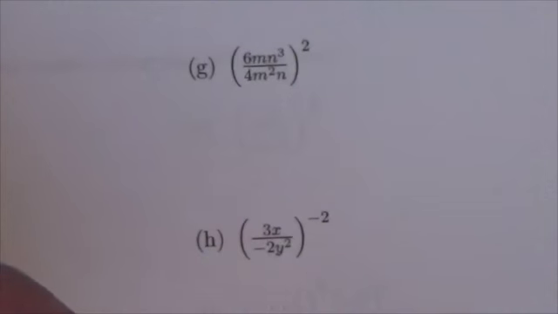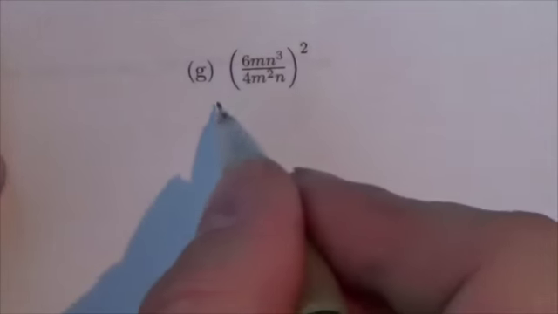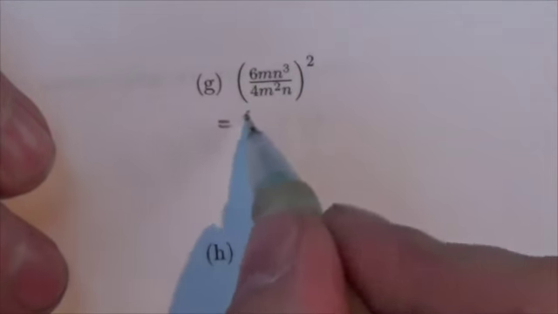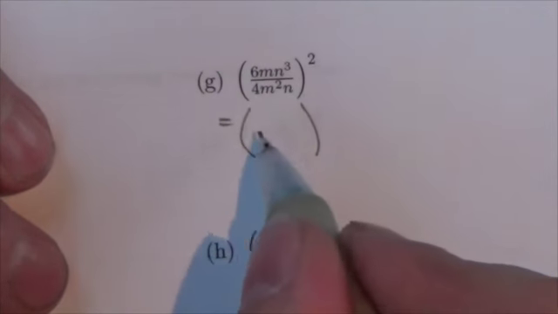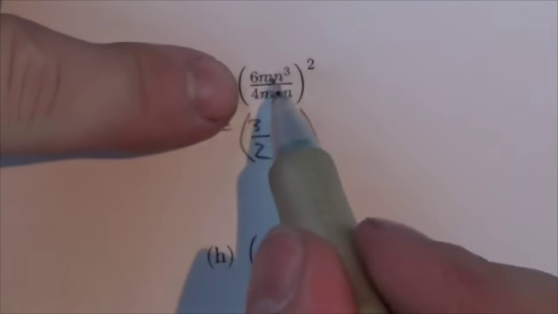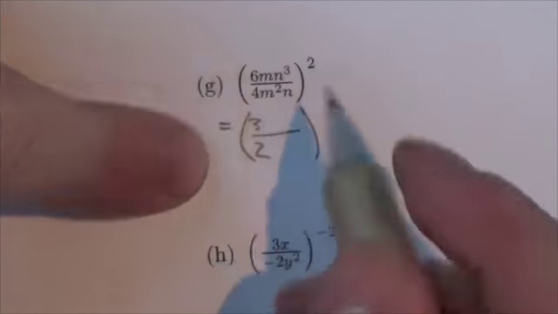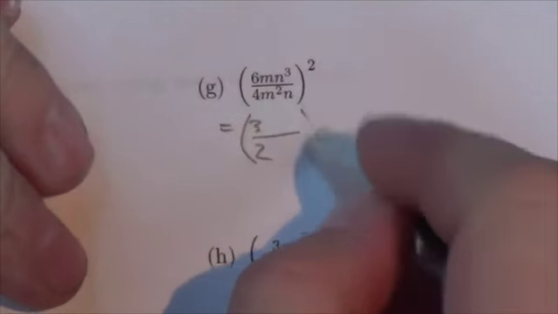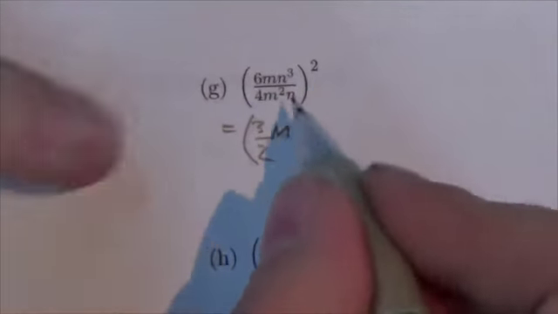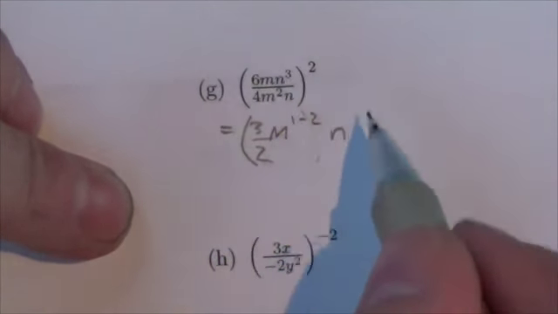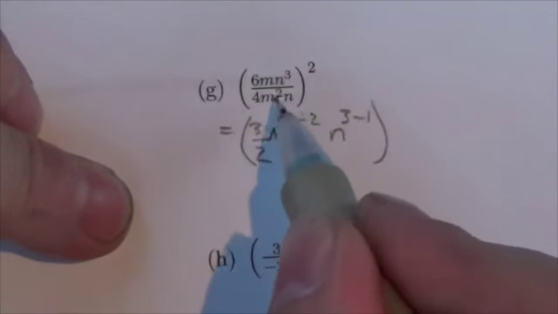We'll take a look at G. Now, here's a good example of something that really should be simplified inside before we apply that outside exponent there. 6 over 4 will be just reduced down to 3 over 2. And now I'm going to get m over m squared. Now, that is going to be m, if I think about this as being up in the numerator, maybe I should write it like this. Okay, this will be m to the 1 minus 2, and the n here will be n cubed minus 1 because it's just a 1 in the denominator.